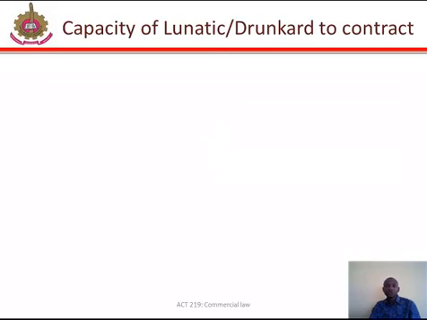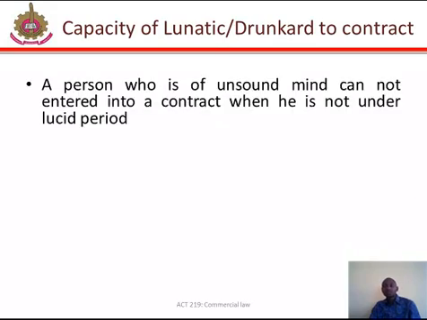Now, capacity of a lunatic or drunkard to contract. A person who is of unsound mind can be in a lucid interval at certain times. A lucid interval is a state where he is not of unsound mind and can form a rational judgment about the terms of the contract. In this state, he can enter into a contract. But if he enters into a contract when he is not in a lucid interval, then the contract will be void. For example, when a person who is undergoing treatment at a mental asylum escapes and goes to his village to sell his property, such a contract is totally void.